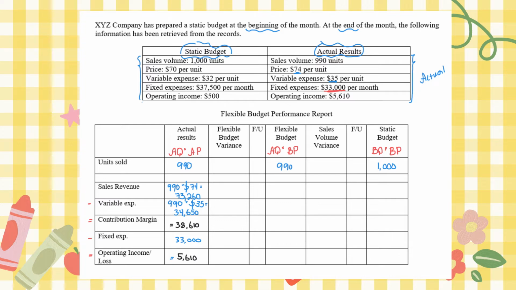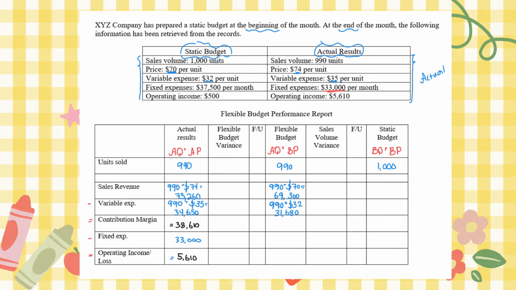Now let's do the flexible budget column. It's actual quantity multiplied by budgeted price. So actual quantity is 990 units. I need to multiply it by the budgeted price. So for the sales, I'm gonna multiply 990 by the budgeted price, which is $70. Now for the variable expense, I need to multiply actual quantity, which is 990, by the budgeted variable expense, which is 32 per unit.